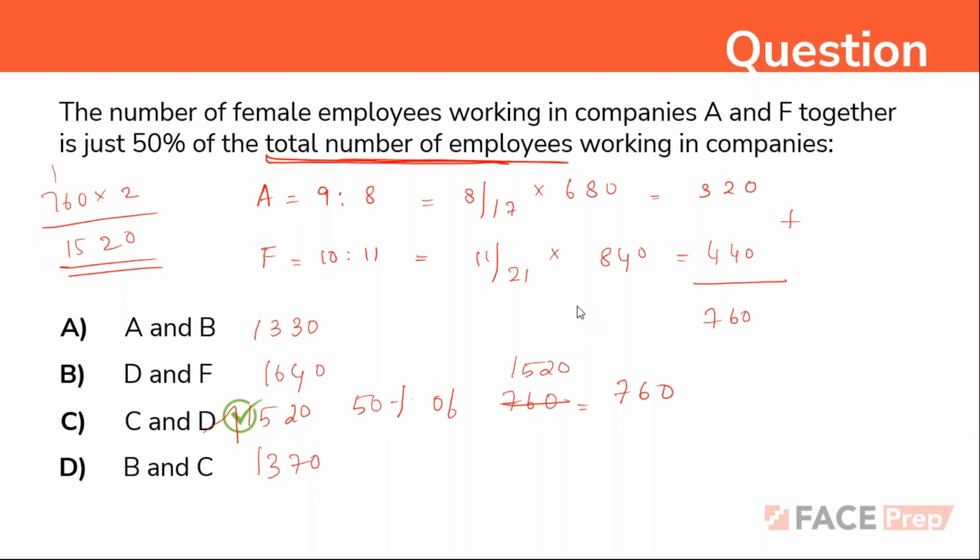Is it clear now? Since they haven't mentioned male or female, they have mentioned total number of employees, I'll just add the total number of employees in those particular cities. Whereas in the first part, they have mentioned it should be female employees, hence I'm calculating the ratio for female employees.